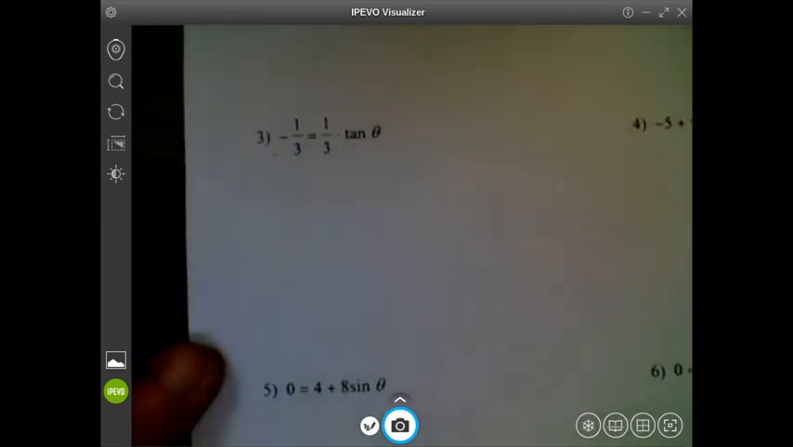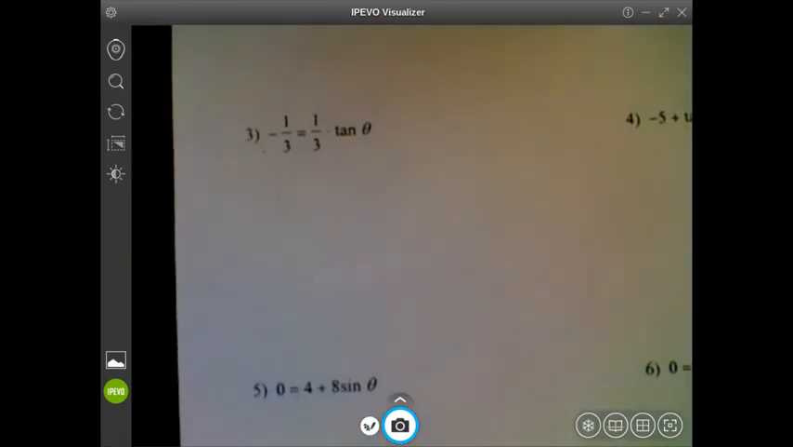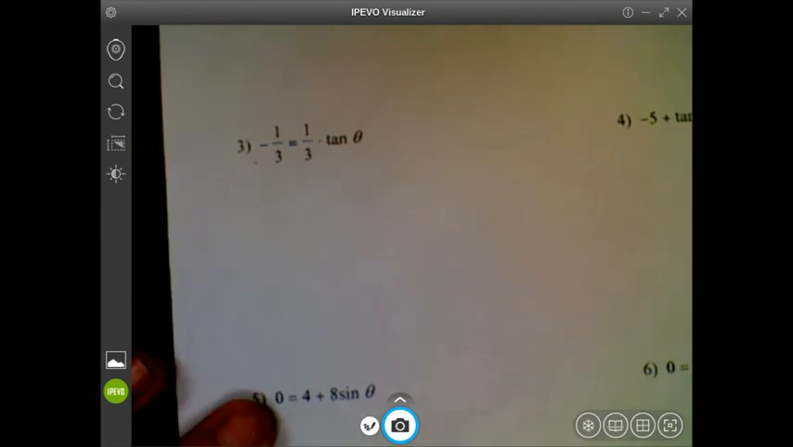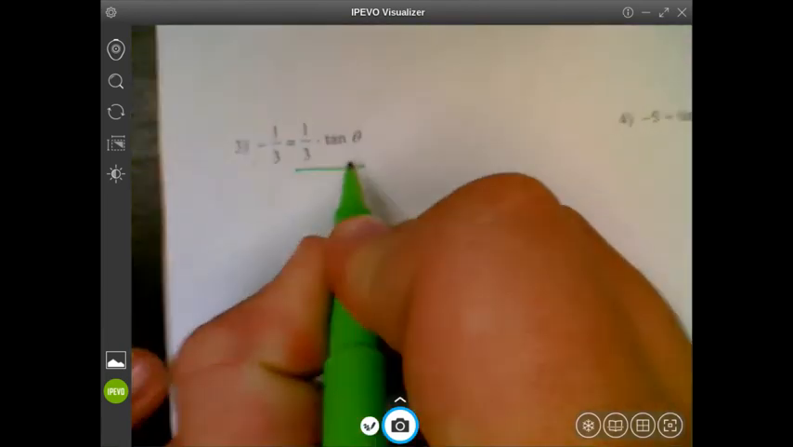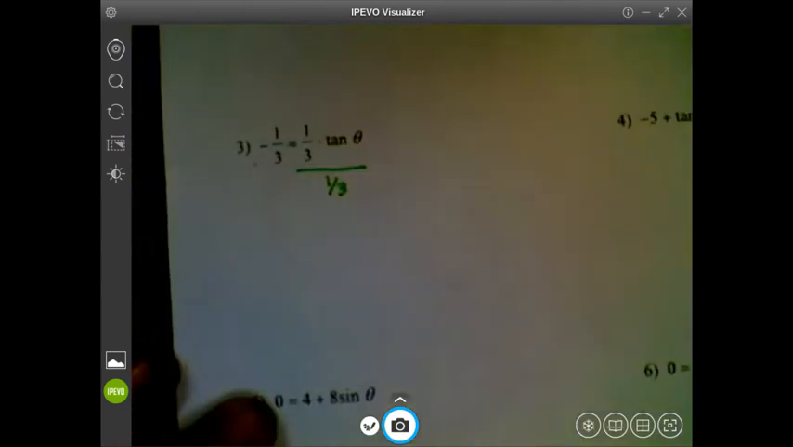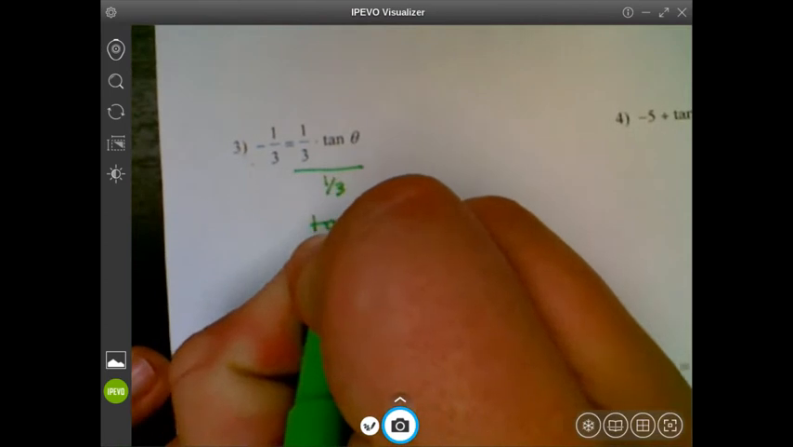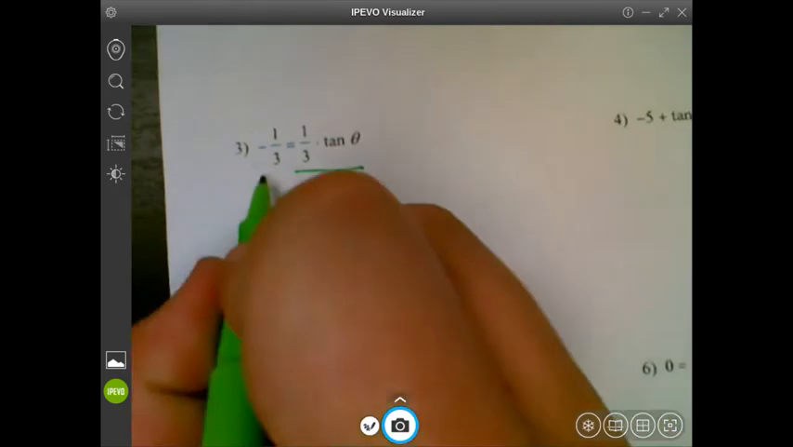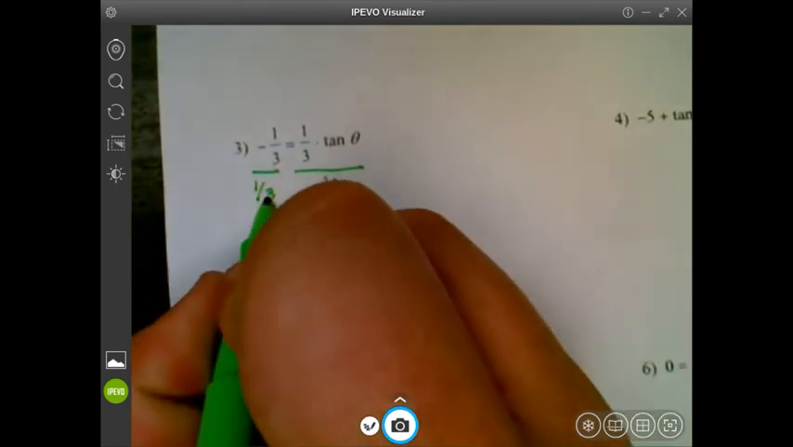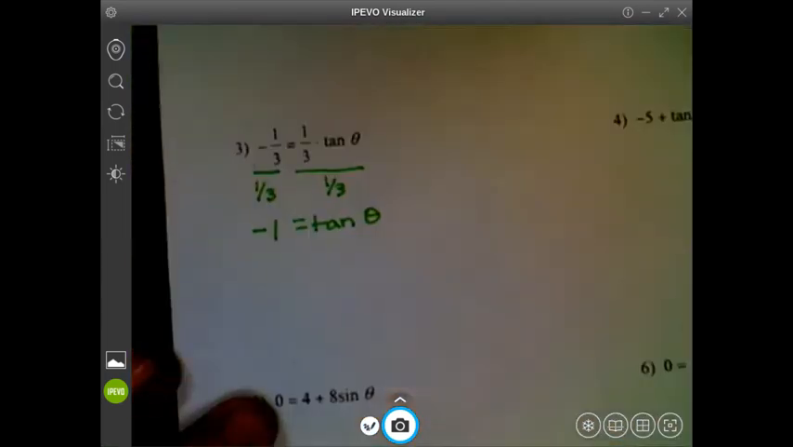All right, up next, a little bit more complicated because there's something going on in front of the tangent of theta. So we have to do a little bit of algebra before we actually jump to our unit circle. So we need to get rid of this 1/3. Right now it's being multiplied, and so you can divide by 1/3. When you do 1/3 divided by 1/3, those will simplify, right? And we'll be left with just the tangent of theta on this side. And then remember, if you divide this side by 1/3, you also have to divide the other side by 1/3. And -1/3 divided by 1/3 is just -1.